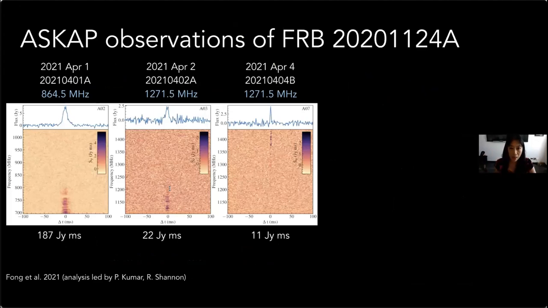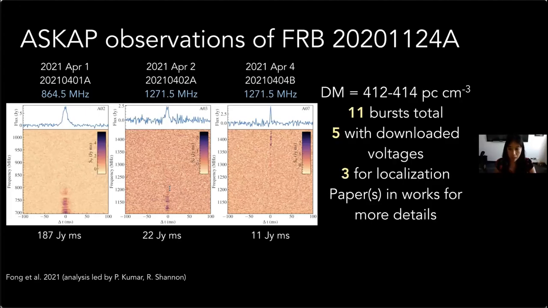Okay, so I'll focus a bit on the ASKAP localization and observations of this source. These are the three bursts that were used for localization. There were actually 11 ASKAP bursts detected in total. Three have downloaded voltages available, where we can actually use the localization information. We detected it in both the mid-band and the high-band at a variety of fluences. The DM was consistent with other reported DMs, around 412 to 414. Papers are in the works for the details of the remaining eight bursts that we don't present here.